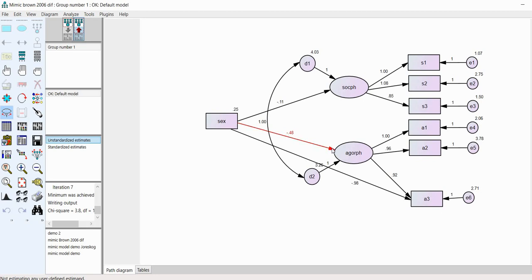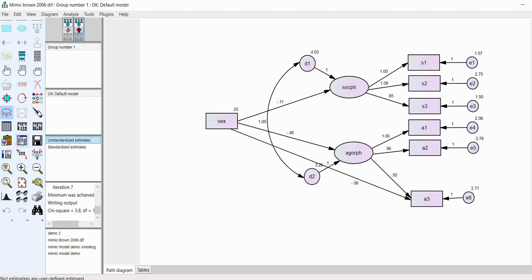Given the coding of the sex variable, basically 0 for identified female and 1 for identified male, you can see that those persons identified as male would have scored lower on agoraphobia and potentially on social phobia than those identified as female. And when we look at the coefficient for sex in relation to A3, the unstandardized coefficient is negative 0.98. Again, that would indicate that persons identified as male would be scoring lower on this indicator than persons identified as female.